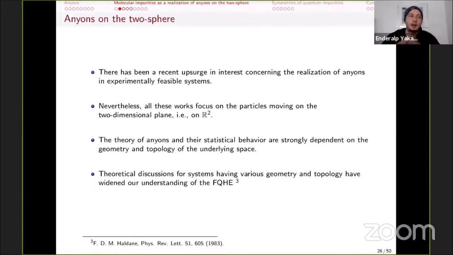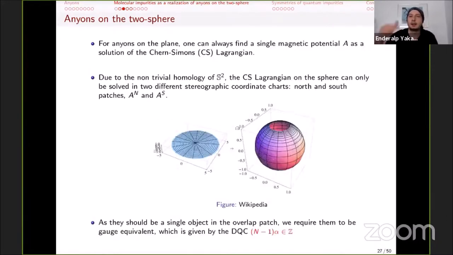First of all, why am I interested in anyons on the two-sphere? I mean, so far, all these experimental realizations of anyons are focusing on anyons on the plane. But we know that the topology and geometry play a significant role for quantum statistics. And also we can understand in a better way certain phenomena like the fractional quantum Hall effect and so on. So let us try to realize these anyons on the two-sphere.